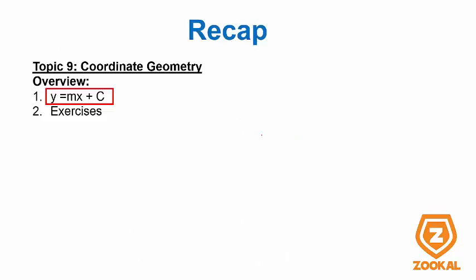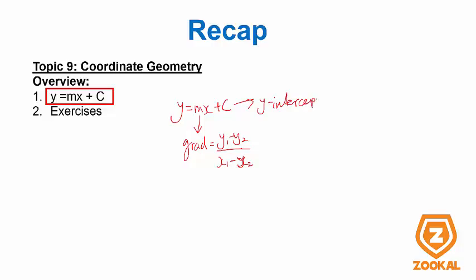With this, we've come to the end of the revision of what a straight line equation is about. A short recap again: y equals mx plus c. m is your gradient, which equals y1 minus y2 over x1 minus x2, and c is your y-intercept, where the coordinate is (0, c).